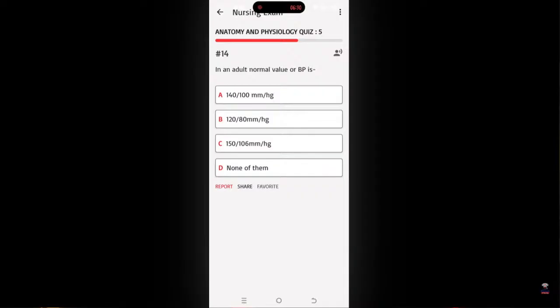In an adult, normal value of BP is A. 140/100 mm Hg, B. 120/80 mm Hg, C. 150/106 mm Hg, D. None of them. Correct answer.